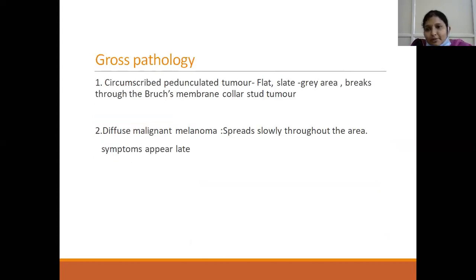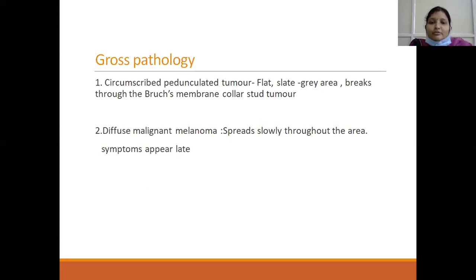Gross pathological appearance, we have two types of appearance. One is circumscribed pedunculated tumor and the other one is diffuse malignant melanoma. So how does the circumscribed pedunculated tumor appear? First, it starts as a flat slate gray area and later it breaks through the Bruch's membrane and it erupts into the vitreous. So this is called collar stud tumor. Along with the breakage through the Bruch's membrane, it also produces exudative retinal detachment.